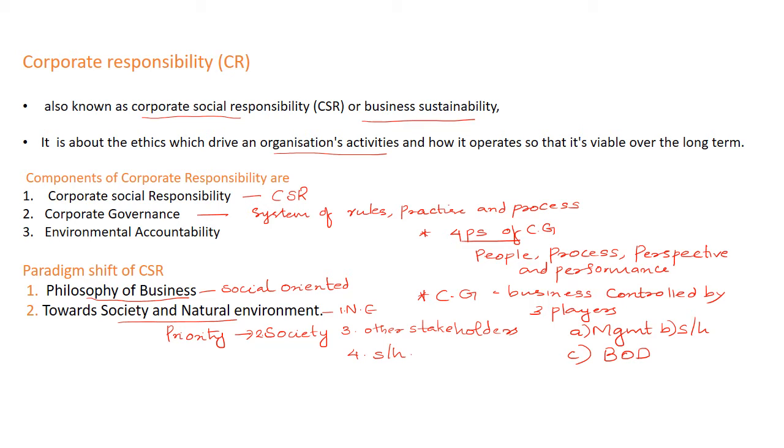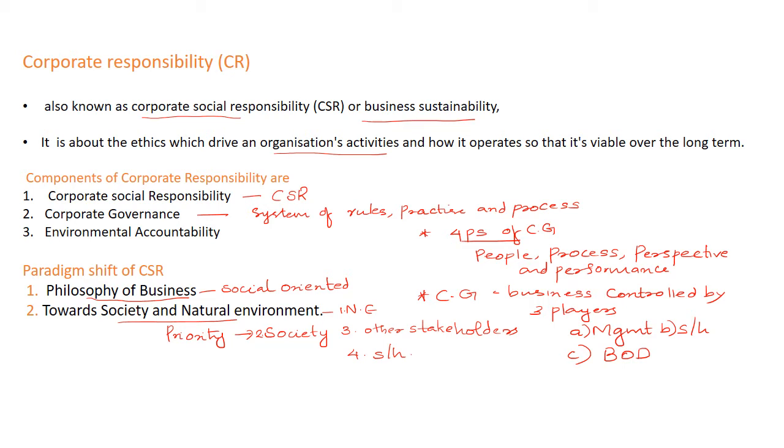Okay, so then in corporate governance we have 4 P's. They are people, process, performance, and perspective. Okay, it is a system of rules, practices, and processes, right? So that is corporate governance. Then environmental accountability. As an organization, in the current perspective, it is accountable to the environment. So its focus should be to be environmentally friendly. The organizations should be environmentally friendly and accountable for environmental issues. So these are the three components of corporate responsibility.